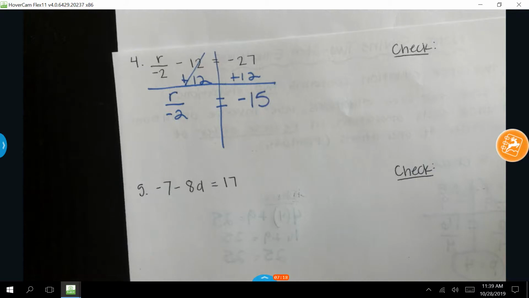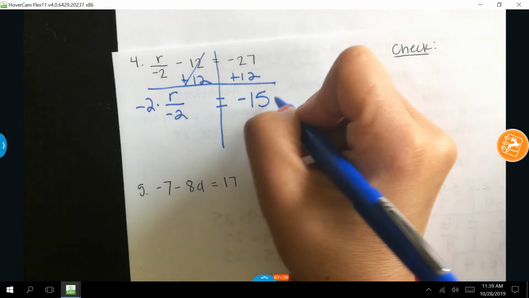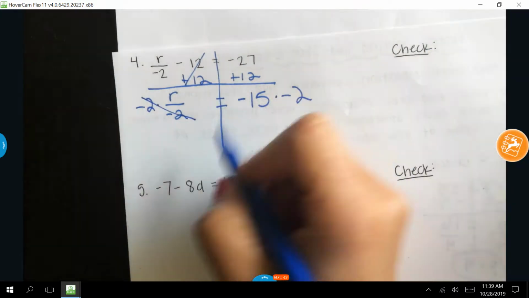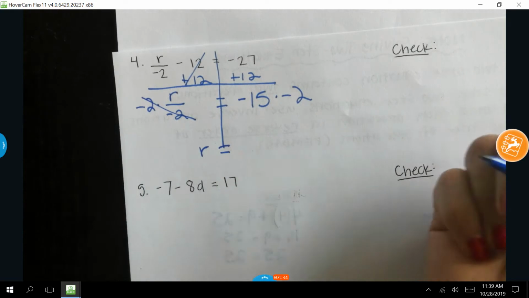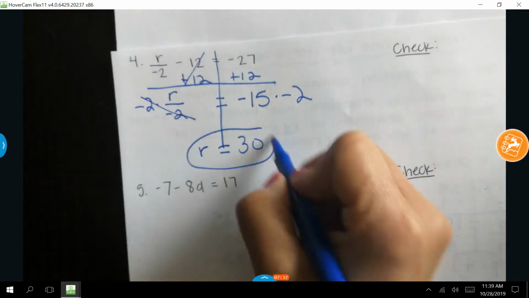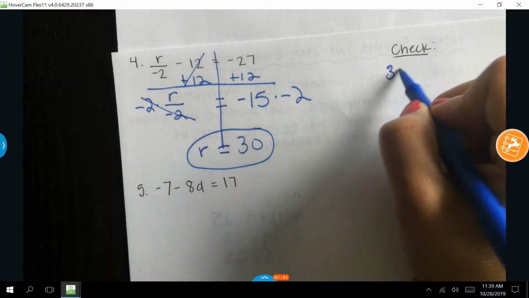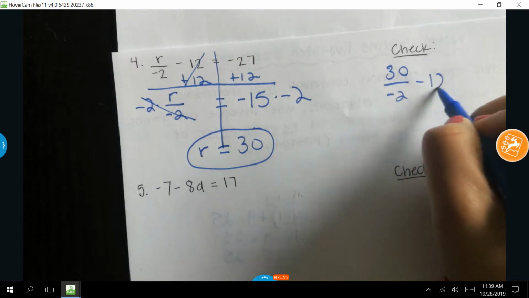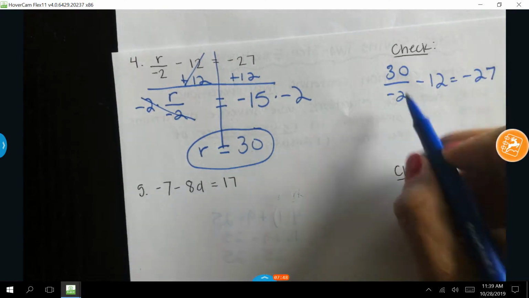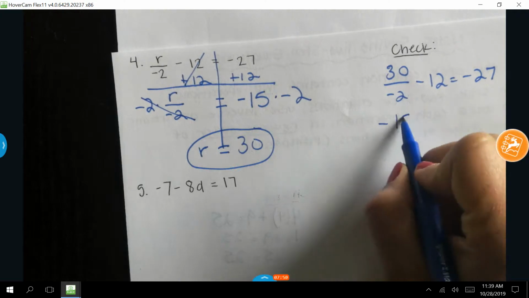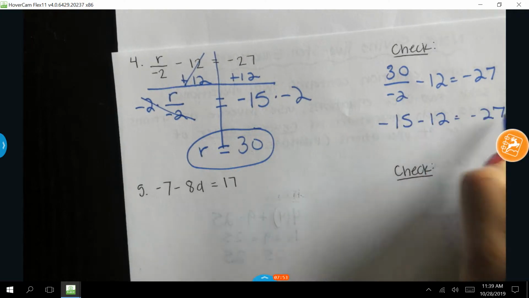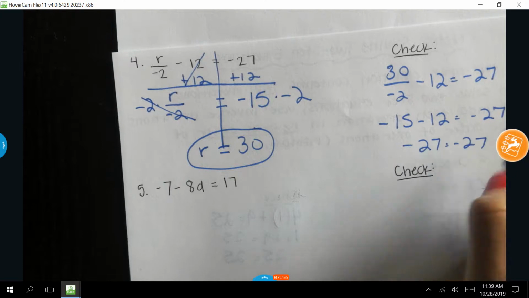Now this is saying what divided by negative 2 equals negative 15. How do you undo division? Multiplication. And what do we multiply by on both sides? Negative 2. See, you guys have got this. That cancels and you're left with r equals 30. And to check, 30 divided by negative 2 minus 12 should equal negative 27. 30 divided by negative 2 is negative 15. And that does equal negative 27.